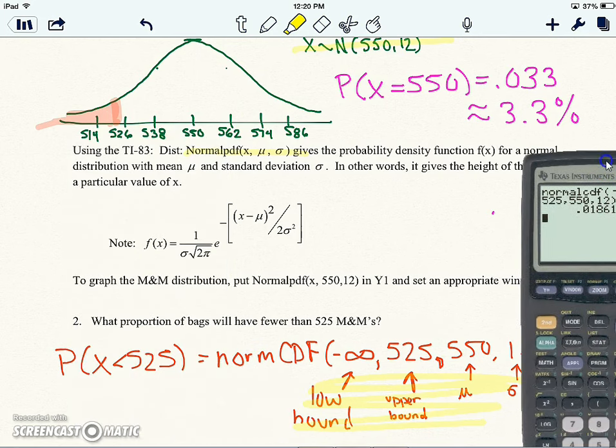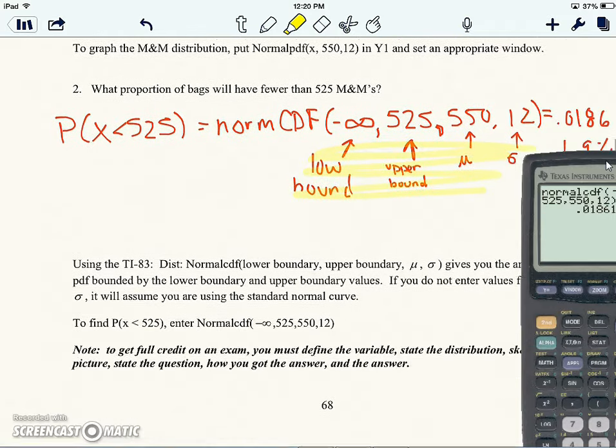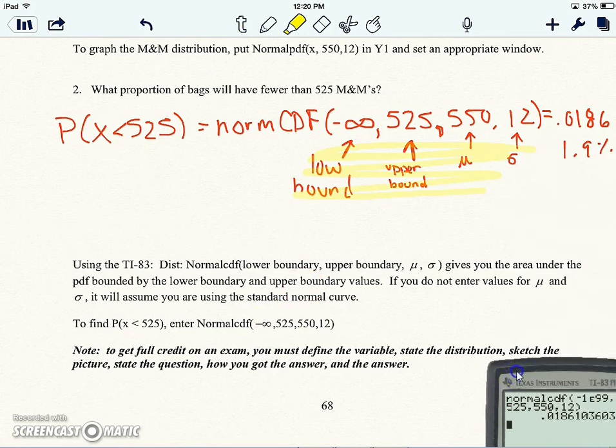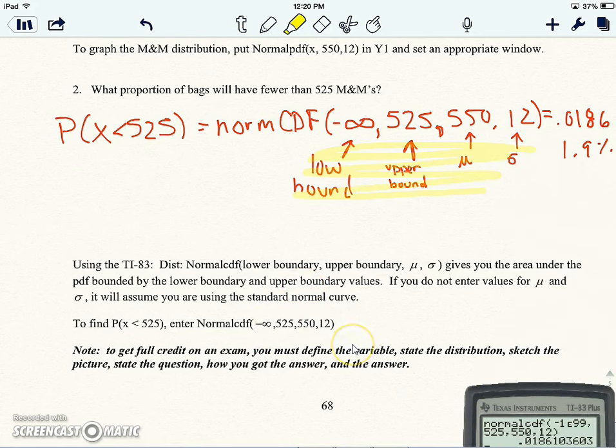Let's try another one. Okay, and that's what they put right here for you. So you have this note. Read it again: to get full credit you must define the variable, we did that up top, state the distribution, we did that up top, sketch the picture, state the question, that's stating the question right here, how you got the answer, and the answer. You need all of this. I'm going to put a huge star there to get full credit on a free response exam.